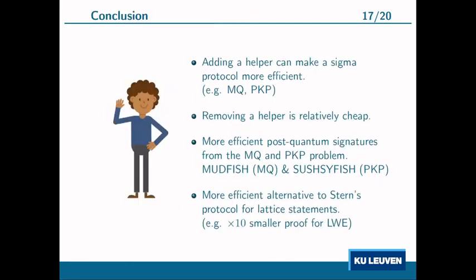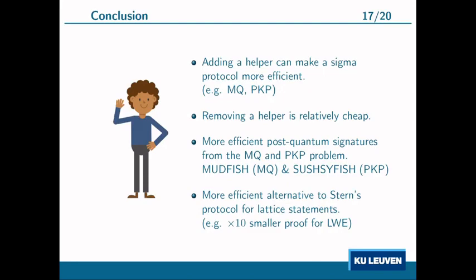So in conclusion, in the paper we show that if you have the help of a helper party that does a trusted setup for you every time you're going to execute the protocol, then you can use this to construct more efficient Sigma protocols for MQ and PKP. And moreover, we show that removing this helper from the protocol again can be done in a relatively cheap way. This results in Sigma protocols that are more efficient than existing Sigma protocols for MQ and PKP.